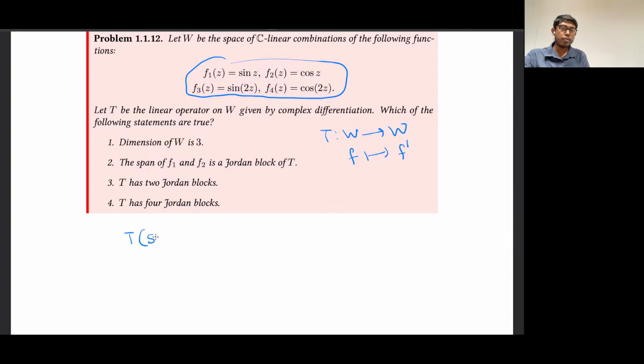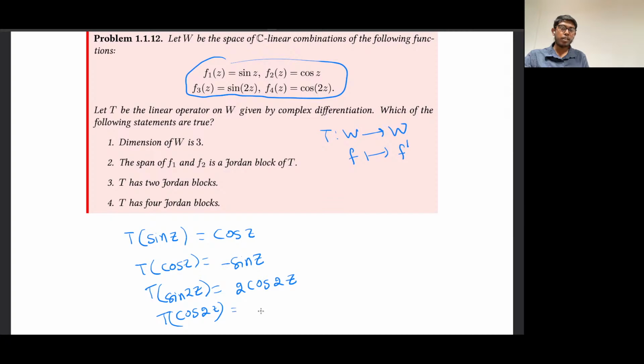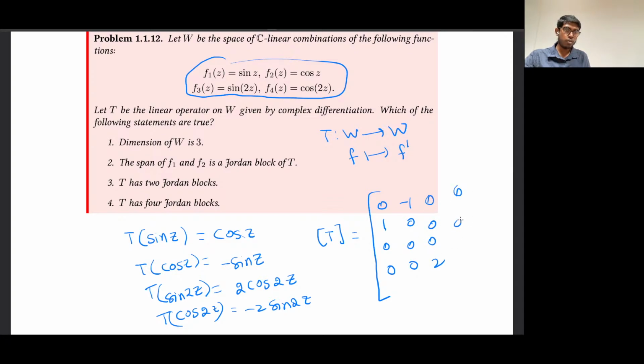So let's write T of sine z. It is cosine z. T of cosine z is minus sine z. T of sine 2z is 2 times cosine 2z, and T of cosine 2z is minus 2 times sine 2z. So what will be the matrix corresponding to T? First is cosine z, so 0, 1, 0, 0, minus 1, 0, 0, 0, 0, 0, 0, 2, and 0, 0, minus 2, 0. This is the T.